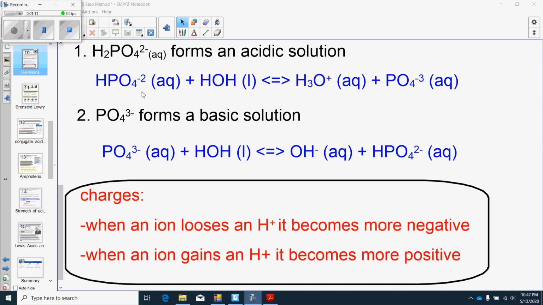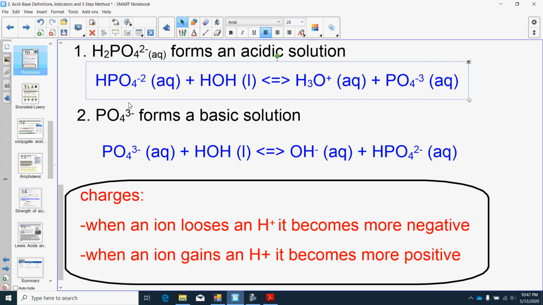I wanted to point out two things. Number one, I think I may have had a -1 for this charge in the last video, so I wanted to correct that. And I wanted to talk about how charges change in reactions. So this is HPO4 2-. PO4, a phosphate ion, is 3-, but this guy has an H with him, so he's 2-.